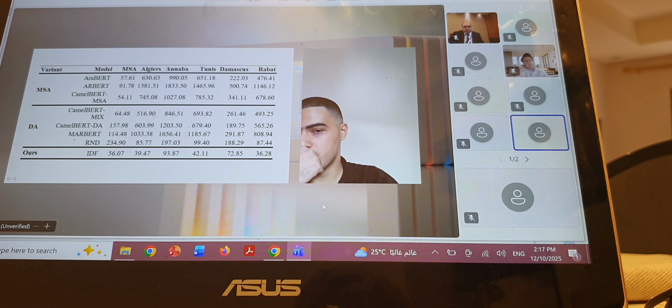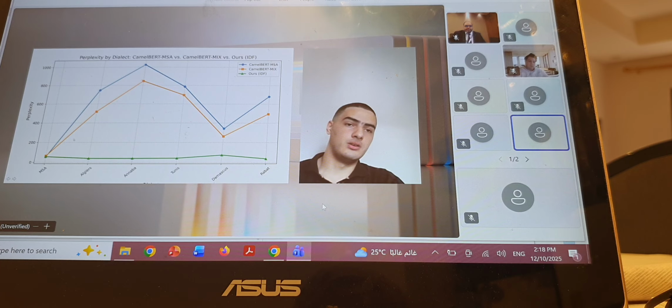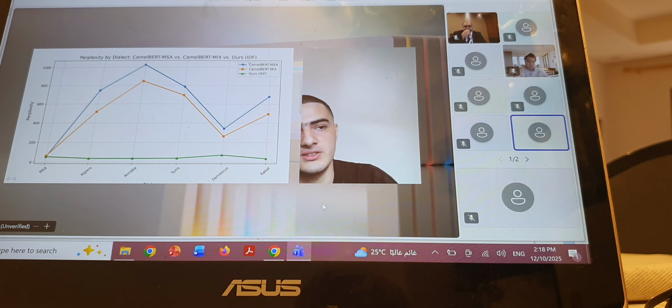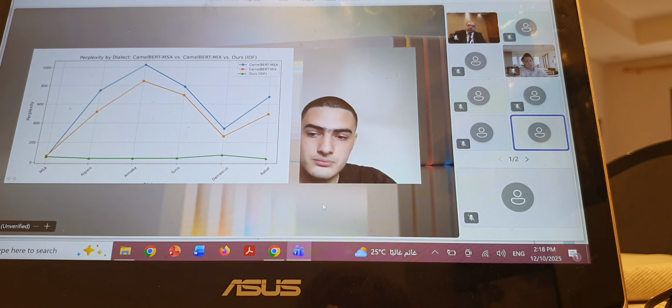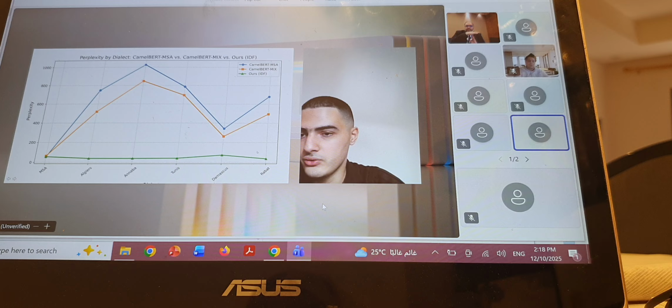One better way to visualize the results is comparing our model to CamelBERT MSA and CamelBERT mix. CamelBERT MSA is in blue, CamelBERT mix is in orange, and ours is in green. As you might see, when it comes to the MSA, they essentially have the same perplexity, or near enough. Then when compared on the other dialects, there is a huge difference. When it comes to the Algiers, the Annaba, the Tunis, Damascus, or the Rabat dialect, you can see the huge difference in the perplexity.